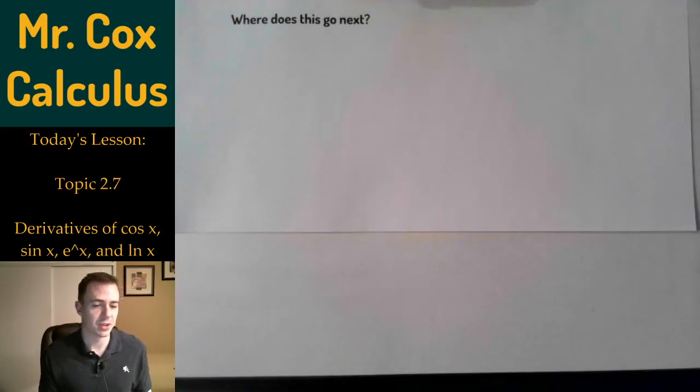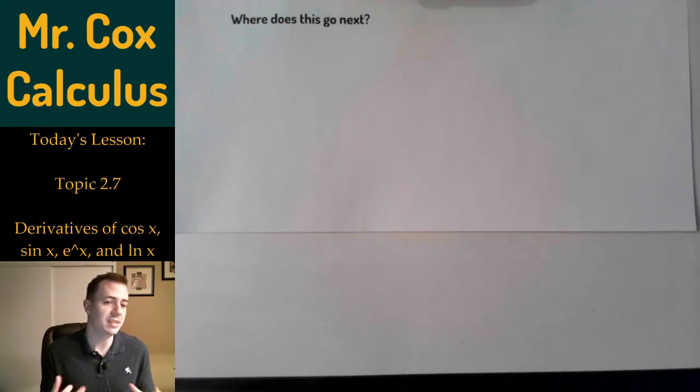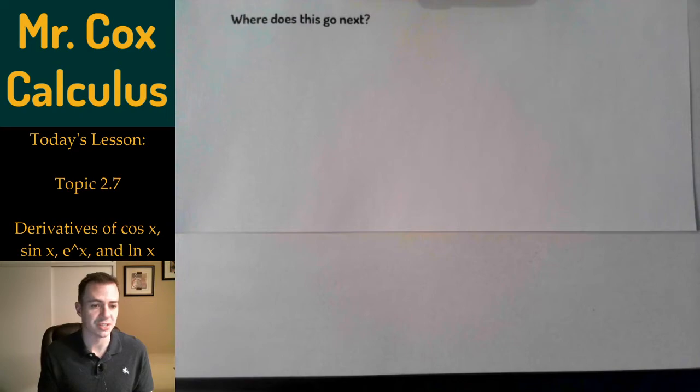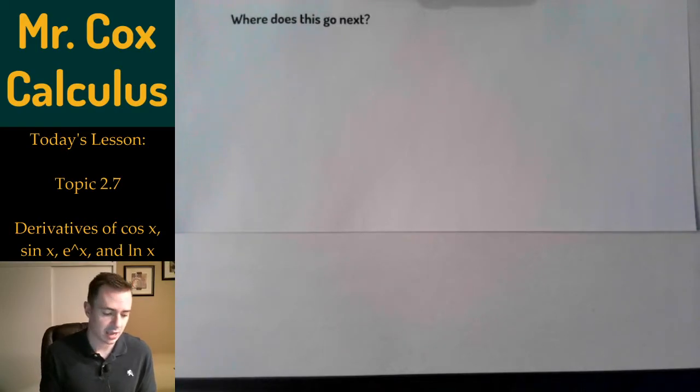So let's talk about where this goes next. We alluded in the previous video that we need to come up with some rules for products and quotients taking their derivatives. Well, if you think about the trig functions we did today, we did the derivative of sine of x and cosine of x. That means that we left off 4 other trig functions. We left off tangent, secant, cosecant, and cotangent.